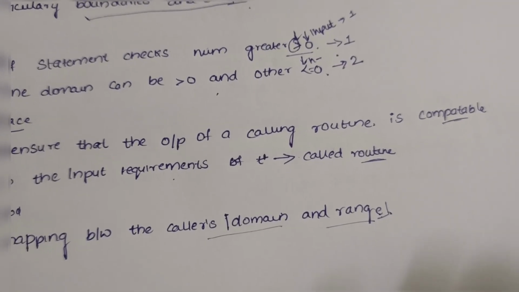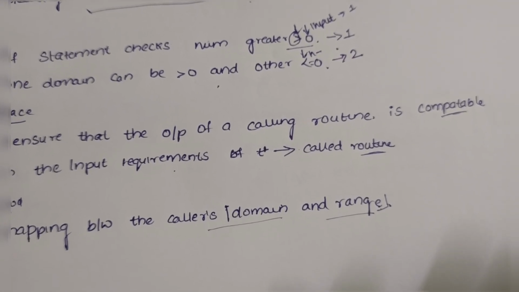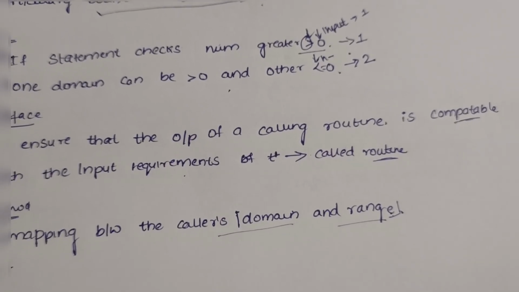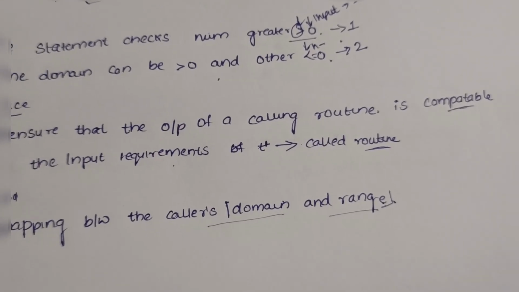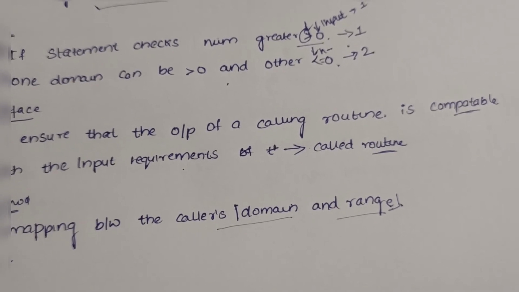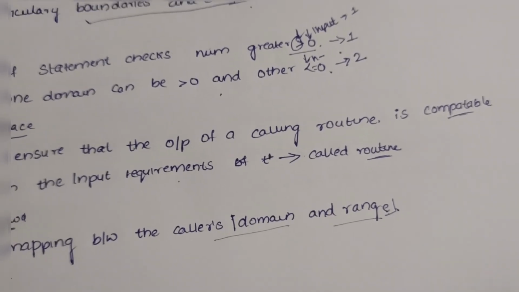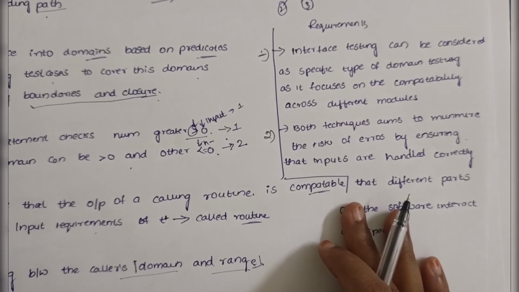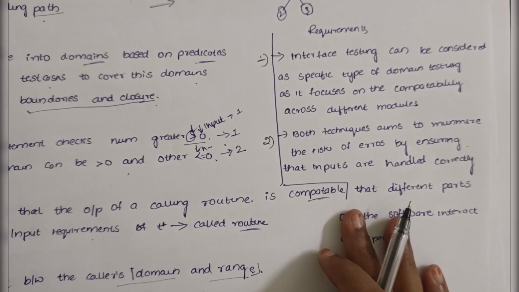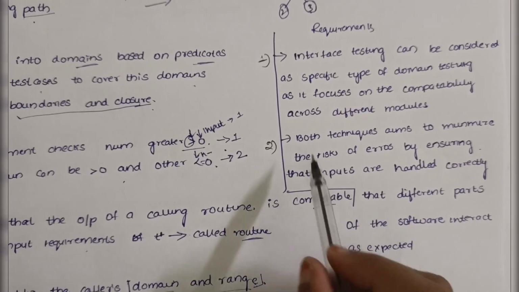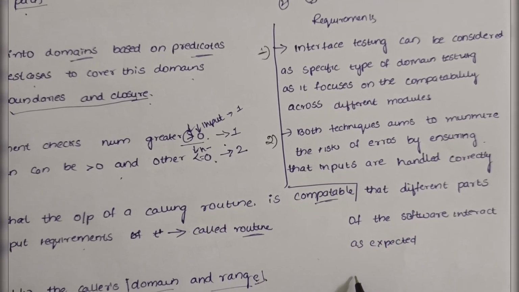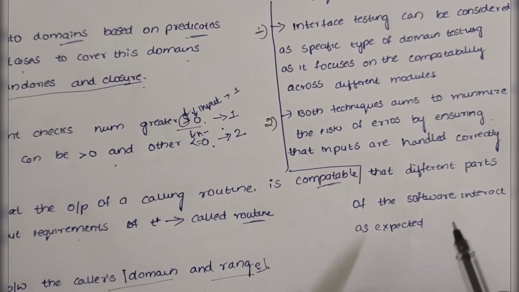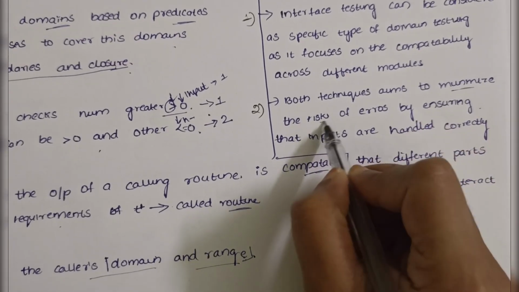Secondly, both techniques aim to minimize the risk of errors, ensuring that inputs are handled correctly and different parts of the software interact as expected. These 2 points are the relationship between domain and interface testing. Both are used for the same purpose, which is minimizing the risk of errors.